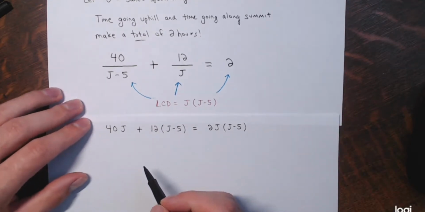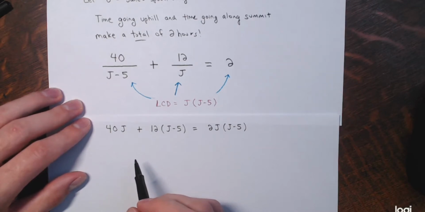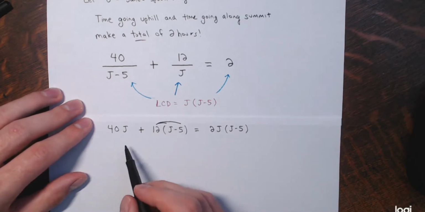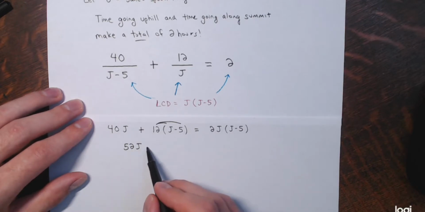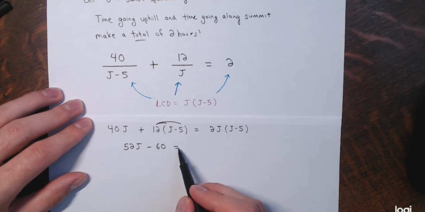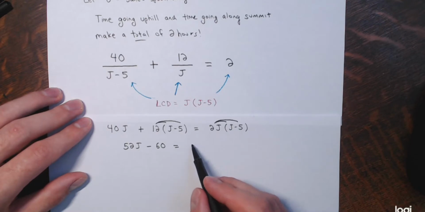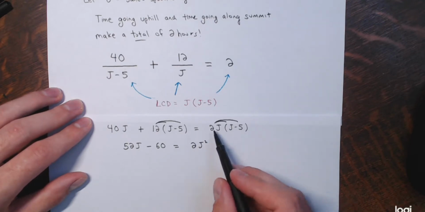And then we have to figure out what numbers actually make sense when talking about this problem. All right, so the left side, I distribute the 12 here. We'll combine like terms. That'd be 52j, right? 40j plus 12j, minus 60, right? 5 times 12 equals, and over here I got 2j to distribute. That'd be 2j squared, 2j times j, minus 10j.